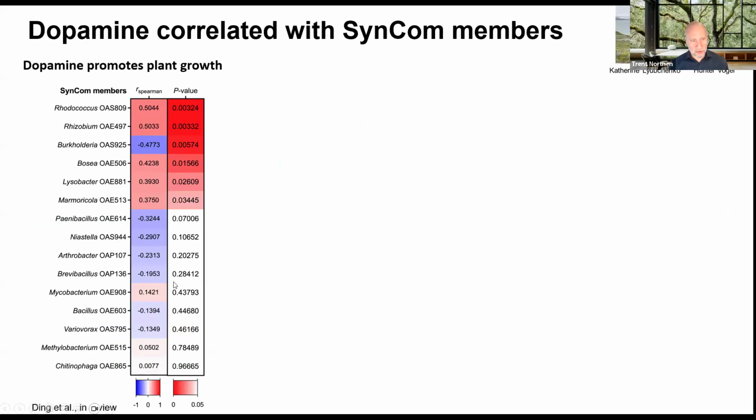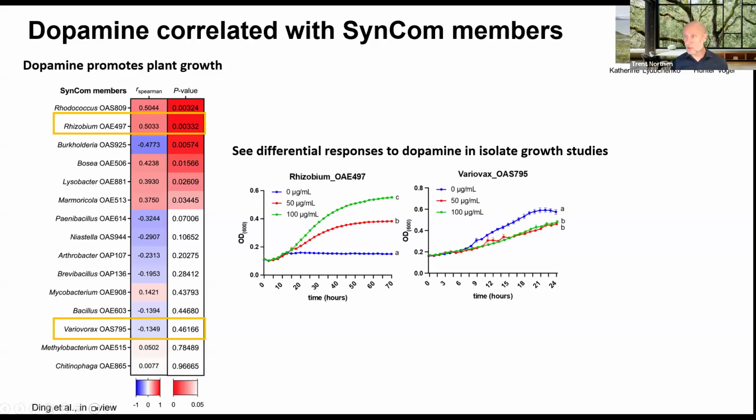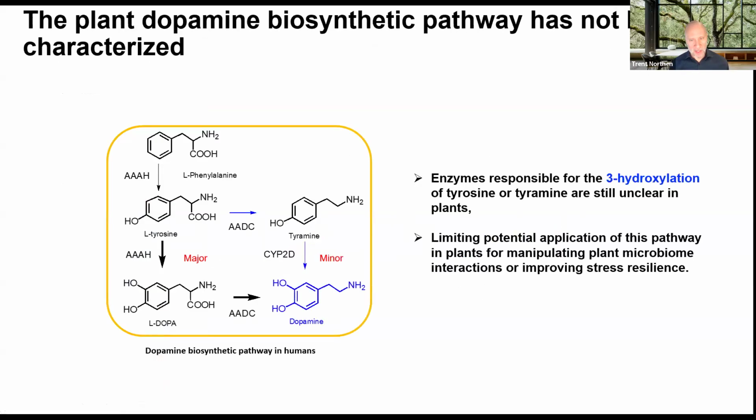And if you do growth curves on the isolate organisms, you see the same sort of dependence. Rhizobacterium is positively correlated, and if you look at the isolate, as you add in more dopamine, you get enhanced growth. That's exactly what you'd expect. Whereas Variovorax, which is also a very important organism in the rhizosphere, is anti-correlated, and as you add too much dopamine, the bacteria is inhibited.